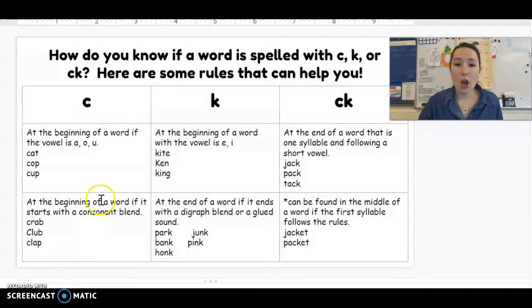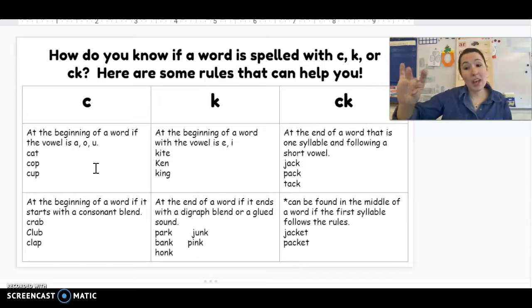Okay, it's going to be the letter C. We know it'll be the letter C if at the beginning of the word we hear a k sound, and then following that we have the vowel A, O, or U. So like in the word cat, like in the word cop, and in the word cup. And that's the short vowel sound or the long vowel sound. So like k, a, t. Oh, I heard an A, which tells me it's going to be a C. So A, O, or U.